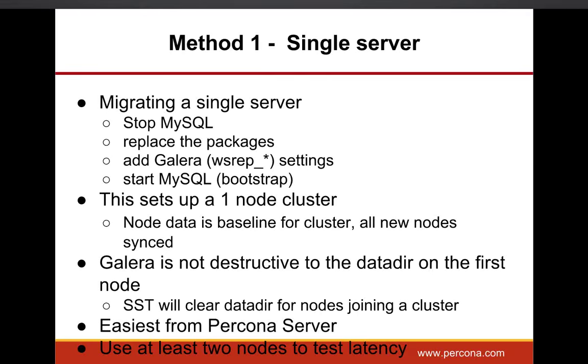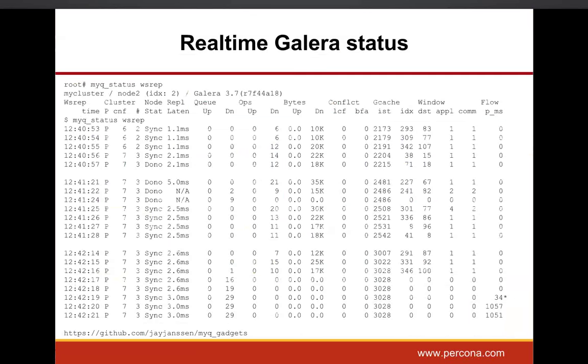And if I go back a little bit here, let's see. In my latest version of MyQStatus, and if you run this on 5.6, you'll actually see the number of transactions in the Gcache. That's this column right here, the number of transactions. So right now you can see, at the bottom, there's 3,028.